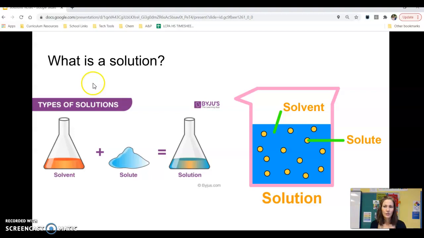So what is a solution? A solution is made up of a solute and a solvent. Those two things together create a solution. The solute does not have to be a solid. Solutes can be solids or liquids or gases, and the same thing with solvents. They can be solids, liquids, or gases. A solution, however, is going to be in a similar state to either the solvent or the solute.